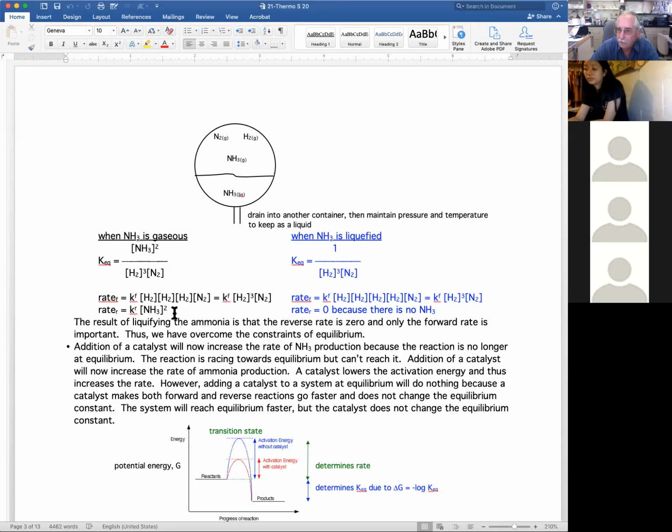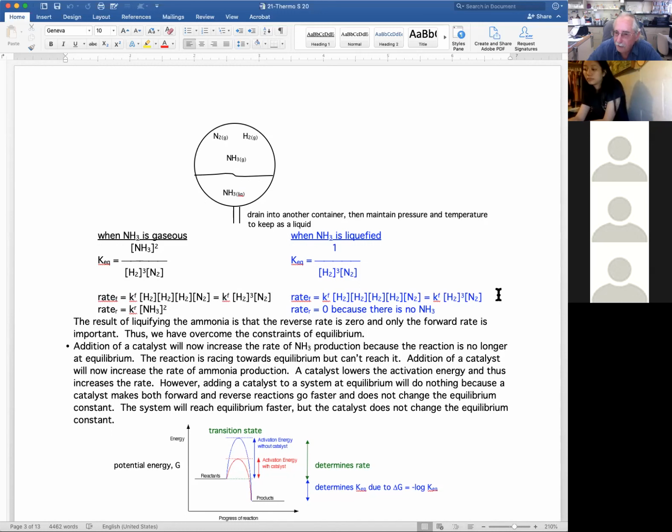Well, what about when it's liquefied? Notice that the rate in the forward direction is the same. I didn't affect that. But what about the rate in the reverse direction? Well, there is no product because every time I form it, I remove it. So the rate in the reverse direction now becomes 0 because there is no ammonia.